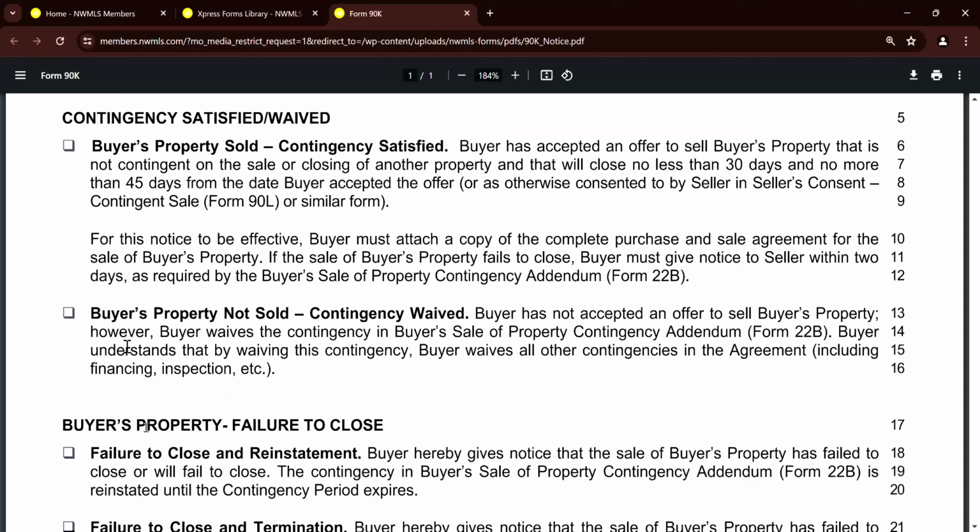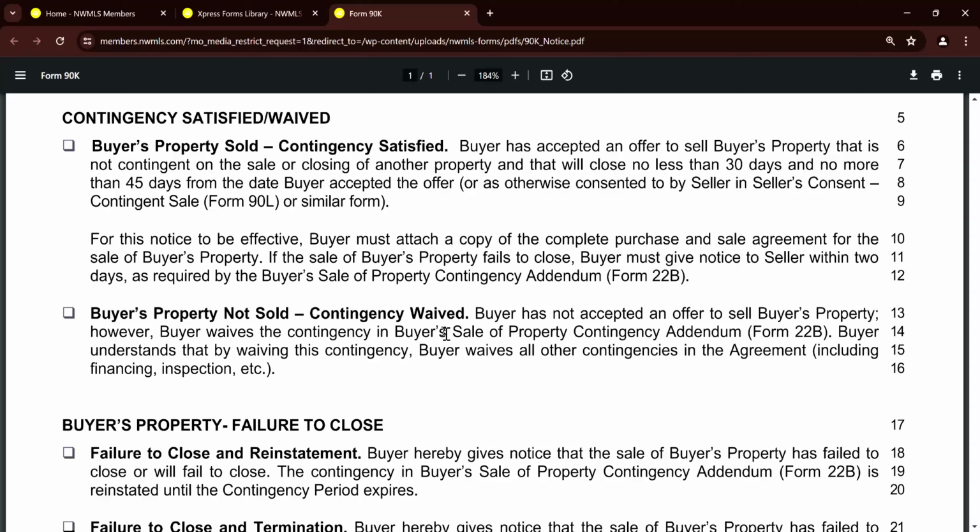And the next box that could be used is buyer's property not sold, but contingency waived. Buyer's not accepted an offer to sell buyer's property. However, buyer waives the contingency in buyer's sale of property contingency addendum form 22B. Buyer understands that by waiving this contingency, buyer waives all other contingencies in the agreement, including financing, inspection, appraisal, anything under the sun, form 17, FIRPTA, anything. If you end up writing 22B in your contingent and they're gonna go ahead and just waive the contingency without the home sold, they gotta buy the house no matter what.